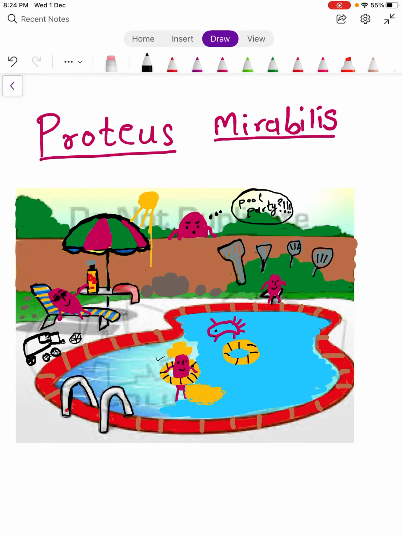Welcome to this picture mnemonic for Proteus mirabilis. In this video, I will help you to remember the properties of Proteus bacteria through this picture mnemonic so that it will be easy for you to retain the information for a longer time.